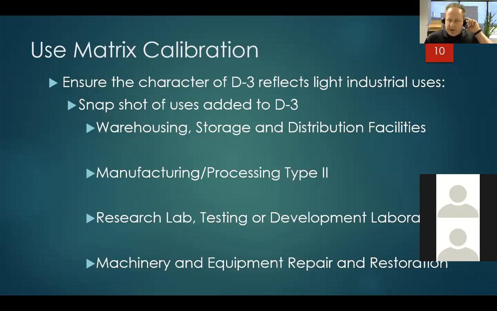We also added manufacturing processing type 2. Manufacturing processing type 1 is also permitted. Type 2 includes such things as fabrication of metal products, and glass and clay products manufacturing. Type 1 would include food manufacturing, millwork, furniture manufacturing, those sorts of things. It's a catch-all use for different types of manufacturing uses.